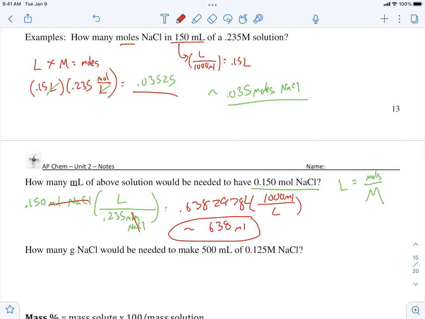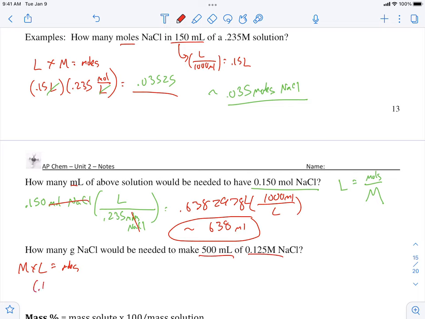How many grams would be needed to make 500 milliliters of 0.125 molar sodium chloride solution? Okay, so remember that grams is just an extension of moles. So find your moles first and then do your conversion to grams later. So what we're doing is solving for moles first here. We have a volume, we have a molarity, we need to solve for moles. So molarity times volume is equal to moles.